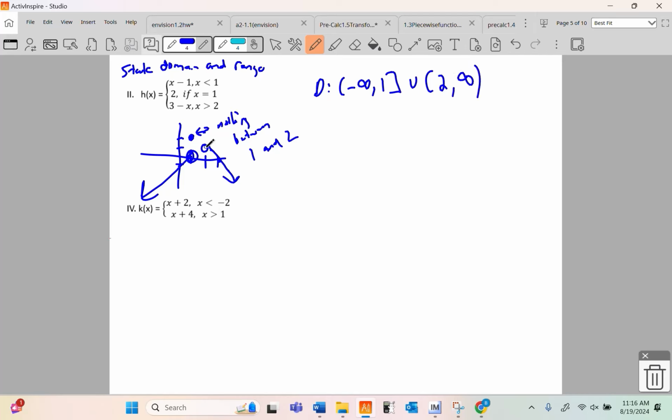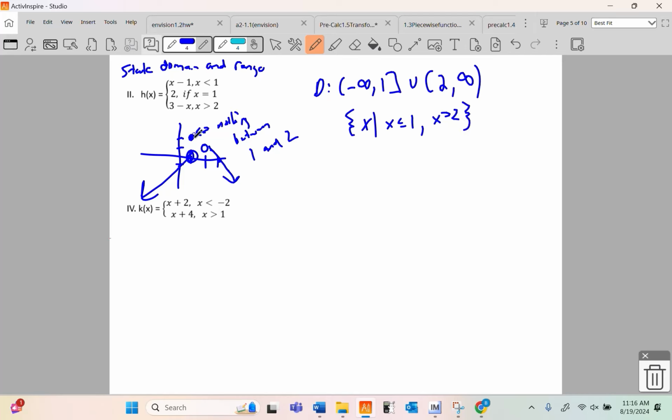Now the reason I have a parenthesis on the 2 is because of the open hole. What's that look like using set builder? All values of x such that x is less than or equal to 1, comma, x is greater than 2. That's what it looks like.